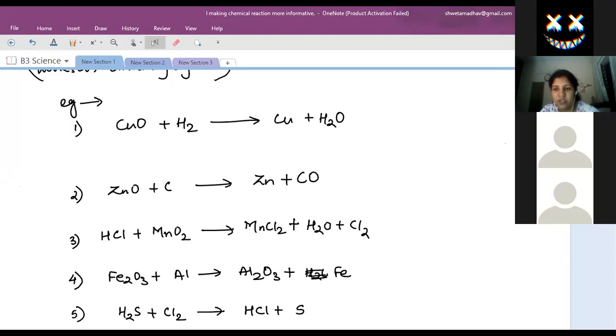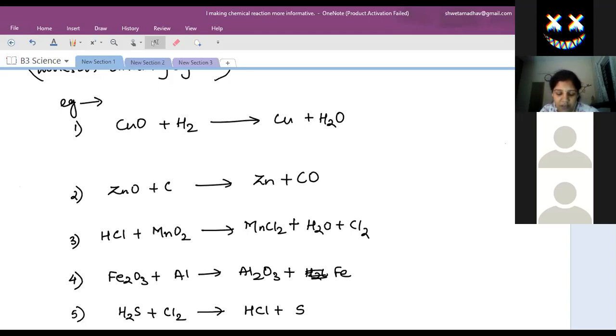What is CuO? Name of the compound? Copper oxide. Copper oxide is reduced and hydrogen is oxidized. Oxidizing agent, that means the substance which is reduced. Which one is reduced here? Copper oxide. So copper oxide works as an oxidizing agent.